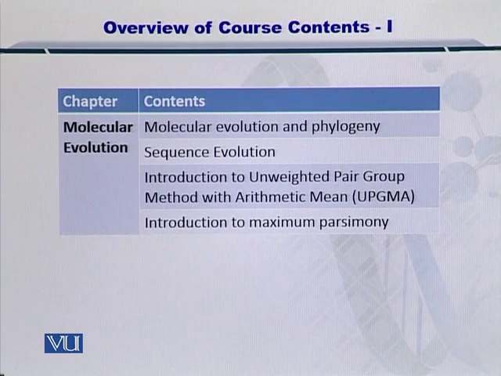In the next chapter, I'll talk about molecular evolution and phylogenetics. I'll start by looking at molecular evolution and phylogeny, followed by sequence evolution, and then I will introduce two algorithms, the first one being the unweighted pair group method with arithmetic mean, or the UPGMA, and the second one, maximum parsimony, to construct phylogenetic trees.